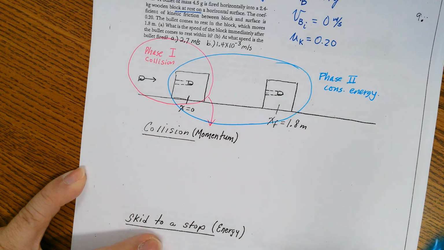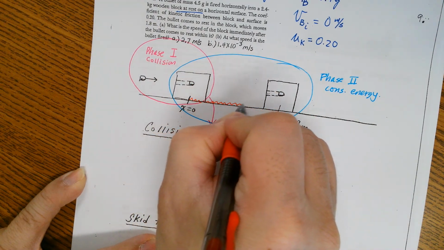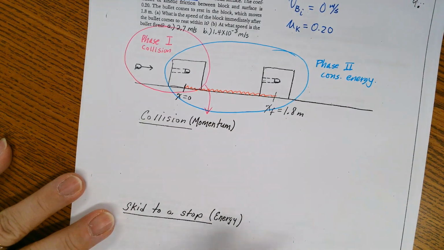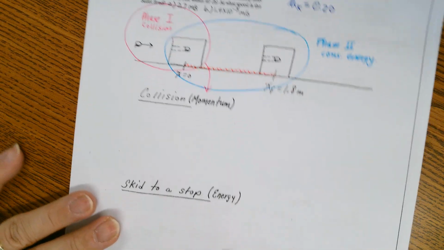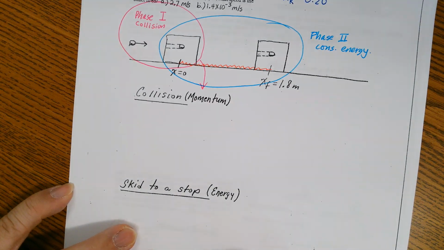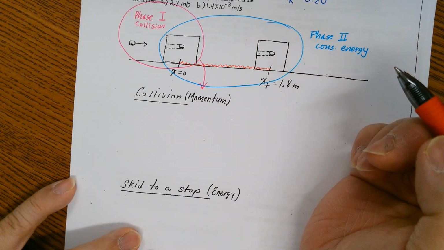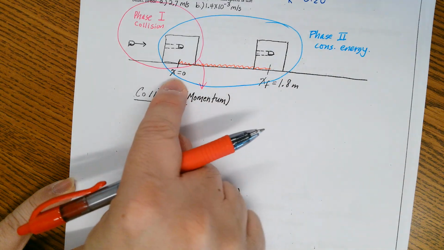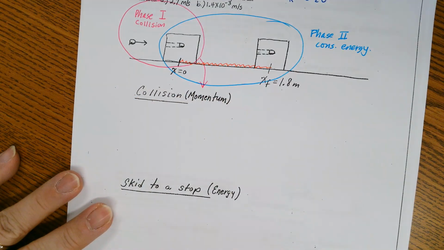So there's friction here that's going to eventually stop this block and the bullet, right? So the final velocity of this is going to be 0. All right, so the bullet comes to rest in a block which moves 1.8, so it goes from 0 to 1.8 meters before it comes to a stop.